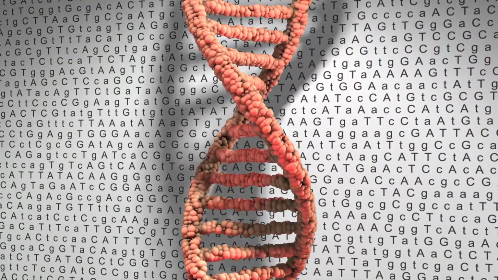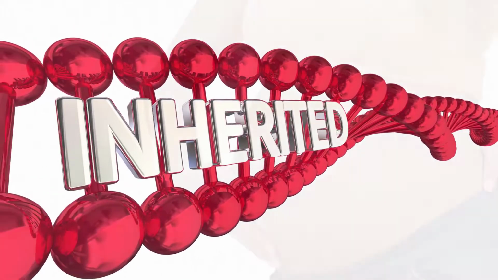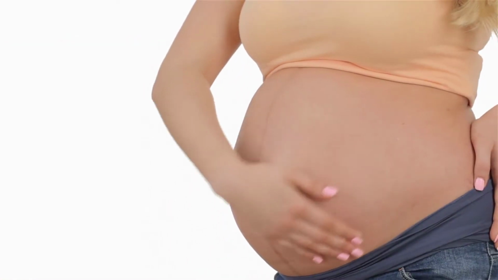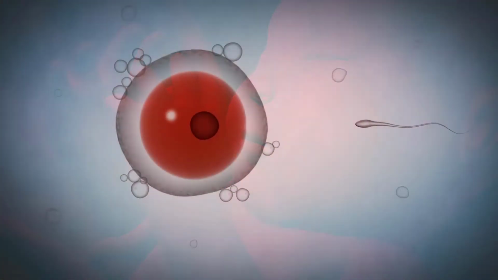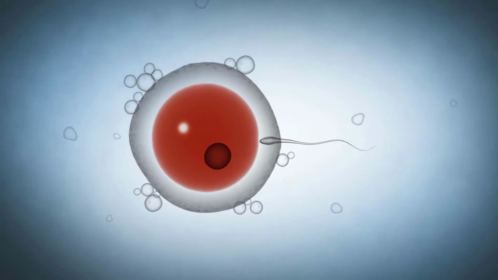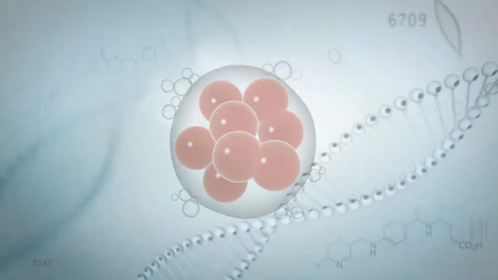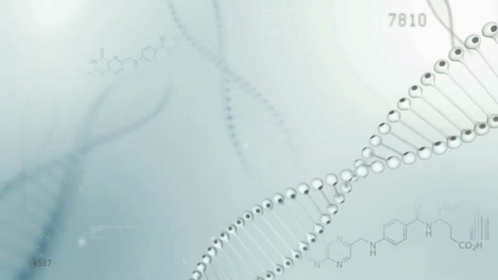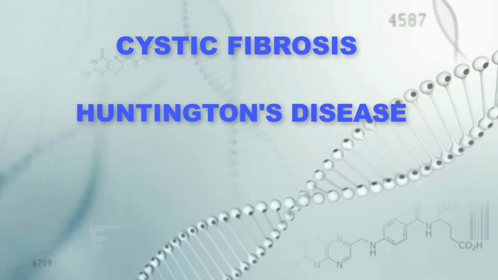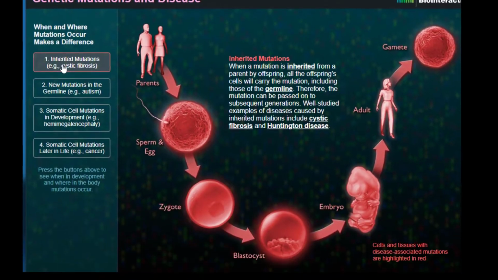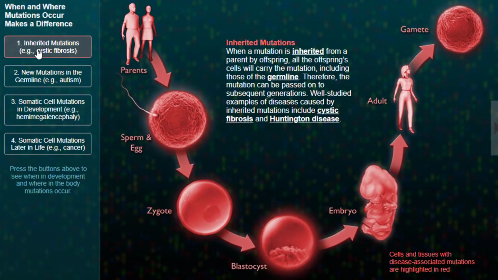When and where mutations occur makes a big difference. First, let's look at inherited mutations. When a mutation is inherited from a parent by the offspring, all the offspring's cells will carry the mutation, including those of their germline. Therefore, the mutation could be passed on to subsequent generations. Well-studied examples of diseases caused by inherited mutations include cystic fibrosis and Huntington's disease. Here, you see that the cells and tissues with the disease-associated mutations are highlighted in red.